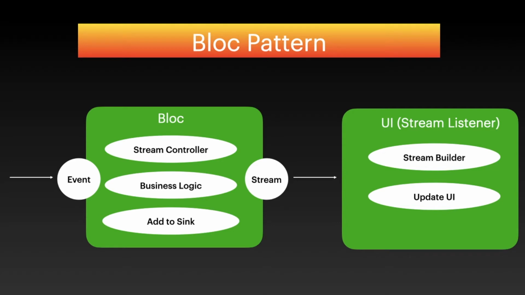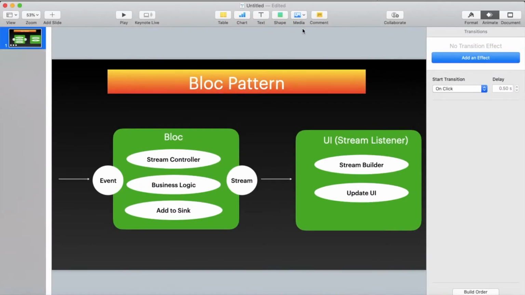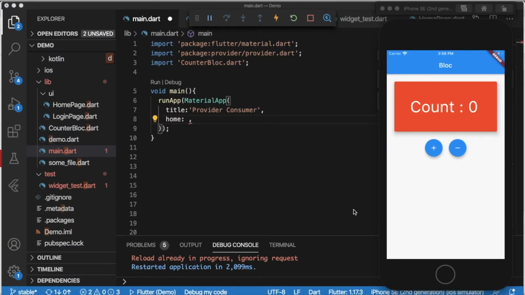So now we will implement this in our code example application by use of the BLoC pattern. Here you can see when I click on the plus button, the count is increasing, and when I click on this button, the count is decreasing. So we will implement this example by use of the BLoC pattern. So let's start.